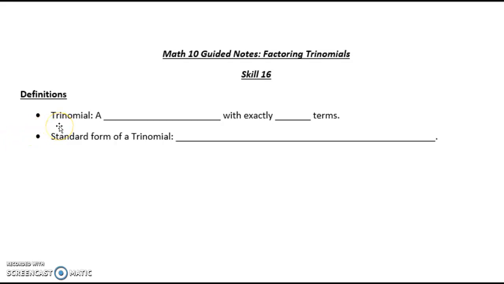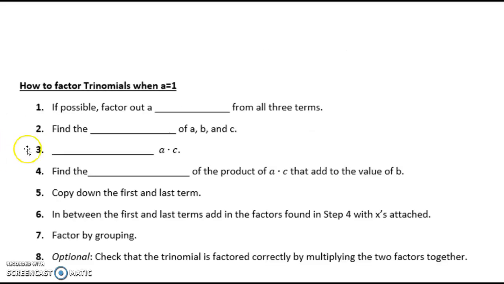So a trinomial is a polynomial with exactly 3 terms. And the standard form is ax squared plus bx plus c, where a, b, and c are just numbers. So how do we factor a trinomial?